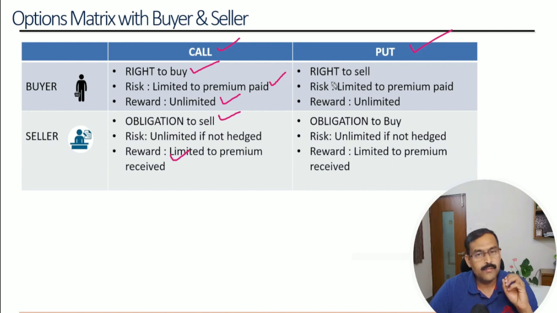So for the put option, the buyer has the right to sell, and again the risk is limited to the premium that he has paid. The reward is unlimited. The seller has the obligation to buy the asset at that particular strike price, and the risk is unlimited. The reward is limited to the premium that he has received.